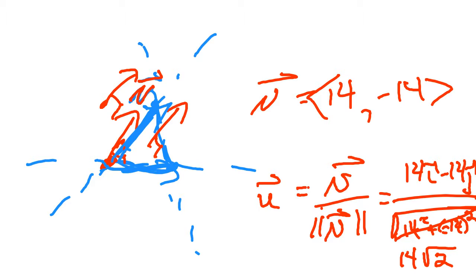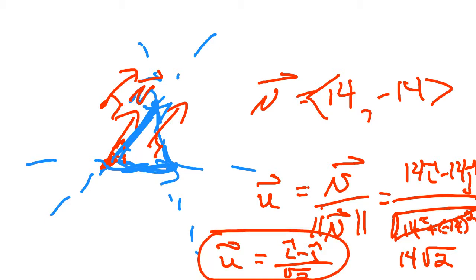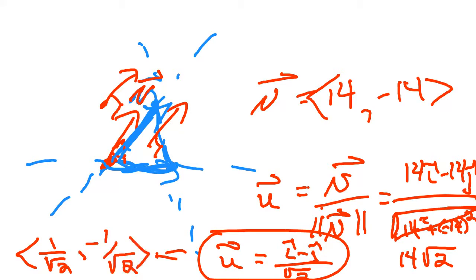And then I could do each part divided by that. So u vector is going to equal i vector minus j vector divided by the square root of 2, one way to write that. Or we could simply write it as 1 over the square root of 2 for i, and minus 1 over the square root of 2 for j vector, for a unit vector. And then, of course, I rationalized it as well on there.